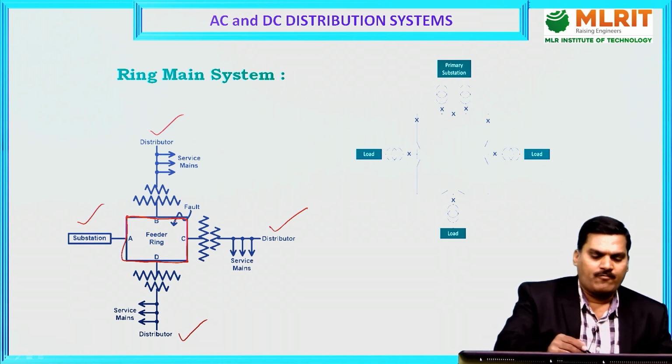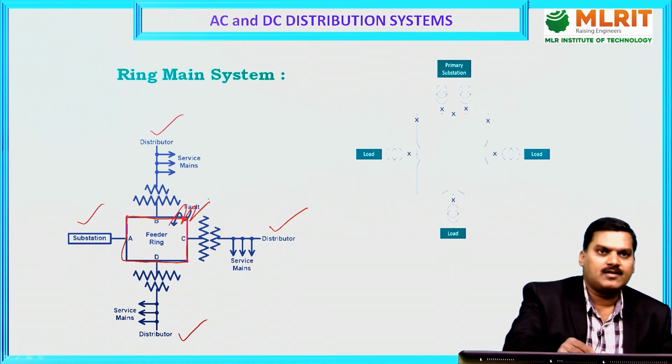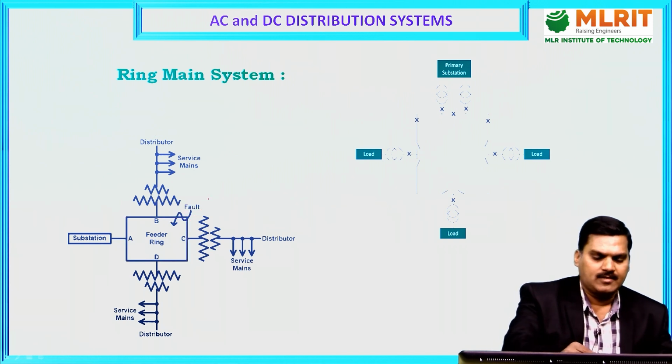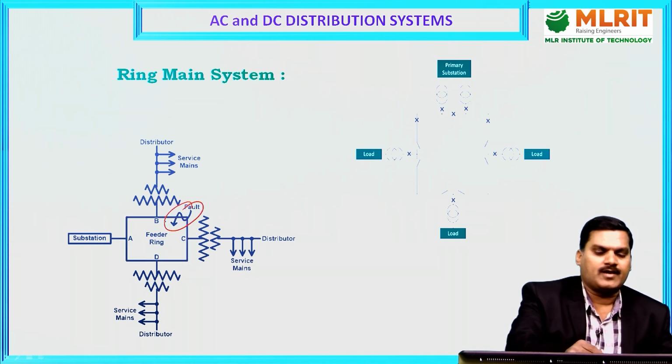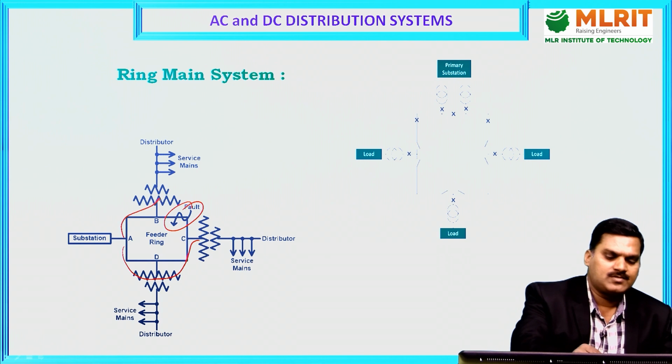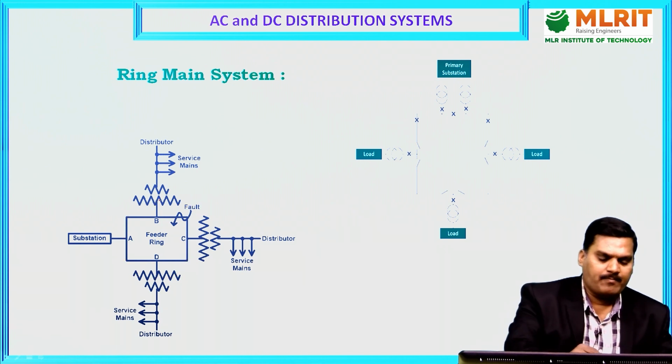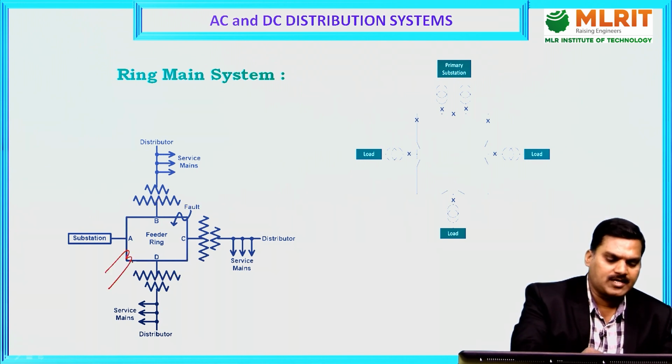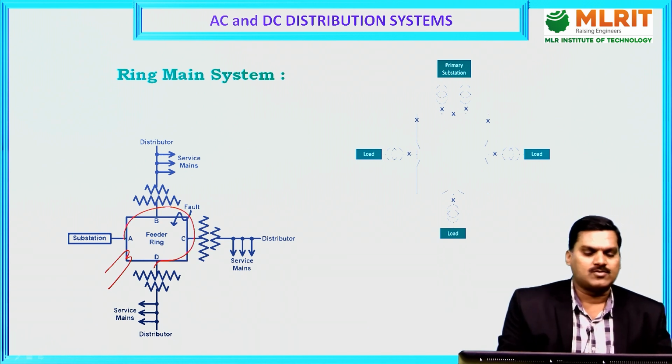So if you have any fault in this section, we can send the power to the load either this way or this way. If you have a fault in this section, you can send the power like this. So that is the beauty of this ring main system.